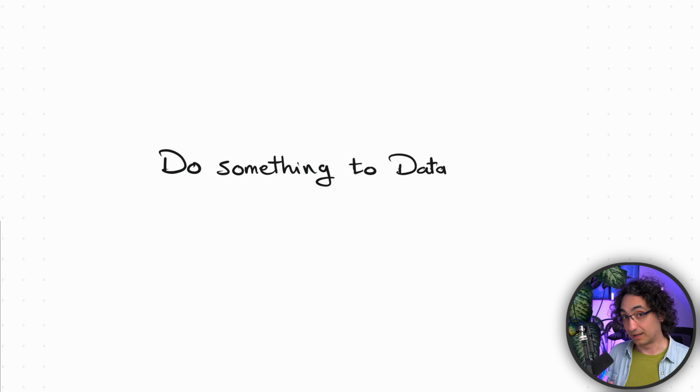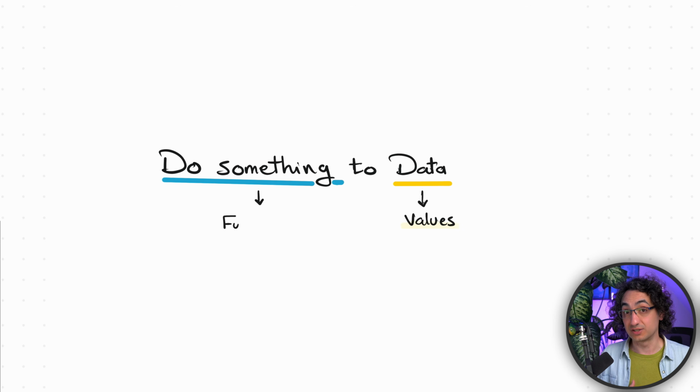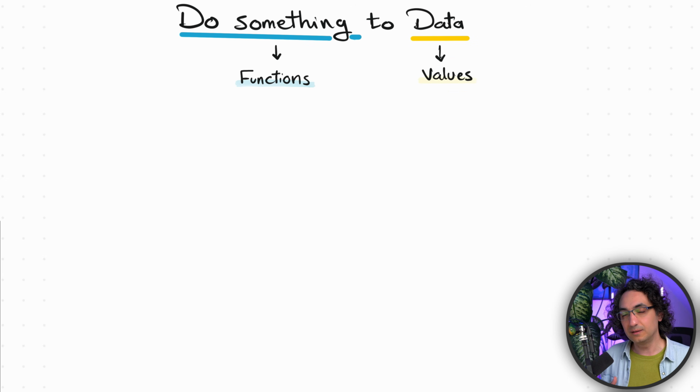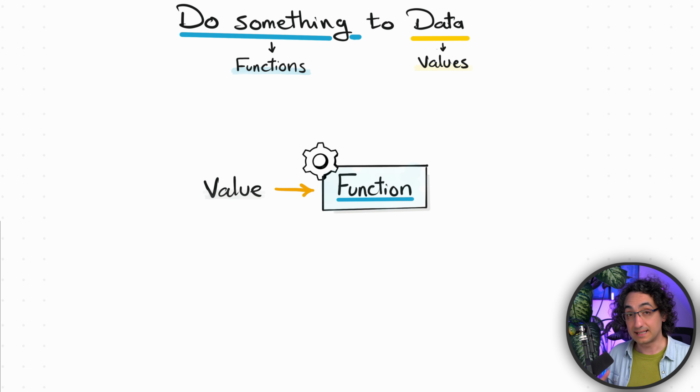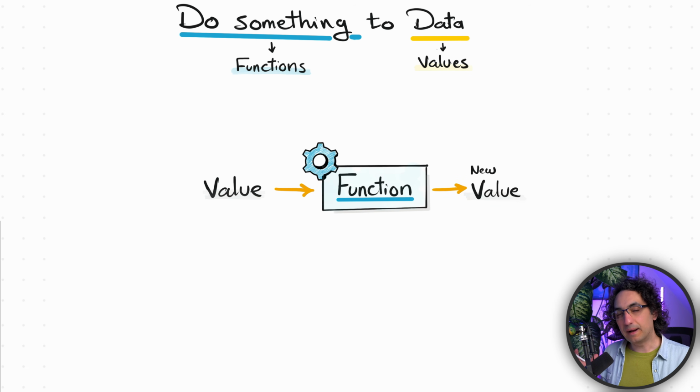So this has two parts. Now we have learned data are values. And now in order to do something to our data, we use functions. And functions are very simple. You have a value, you pass it to the function, the function does something, and then in the output you will get a new value.